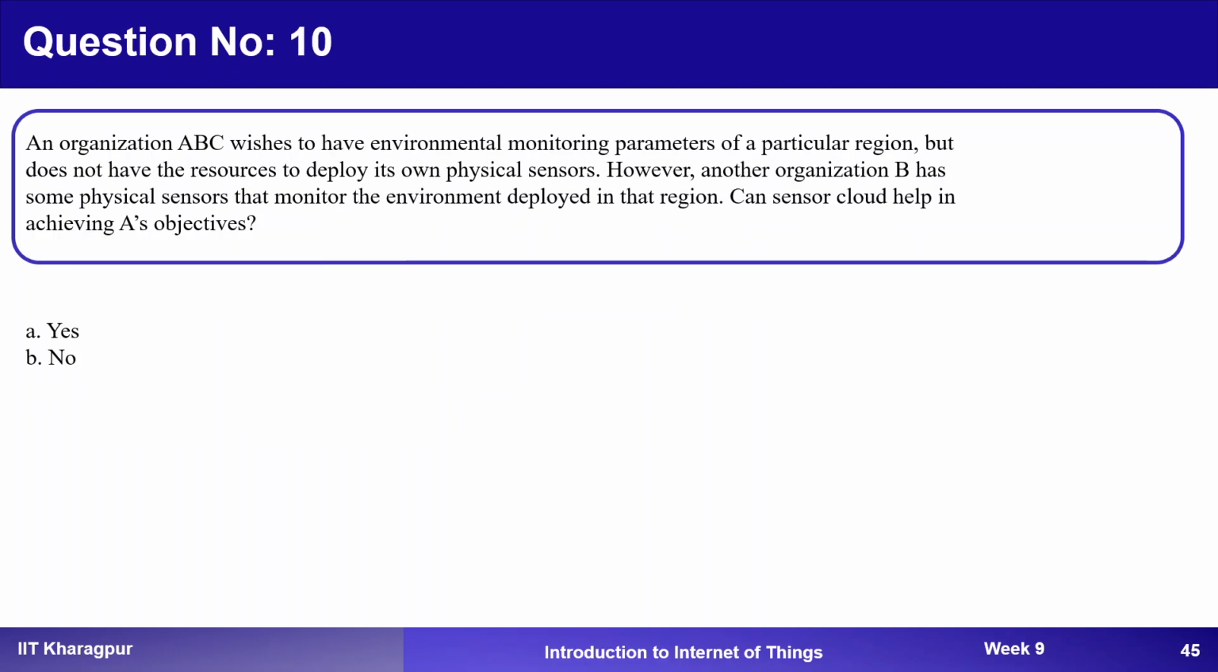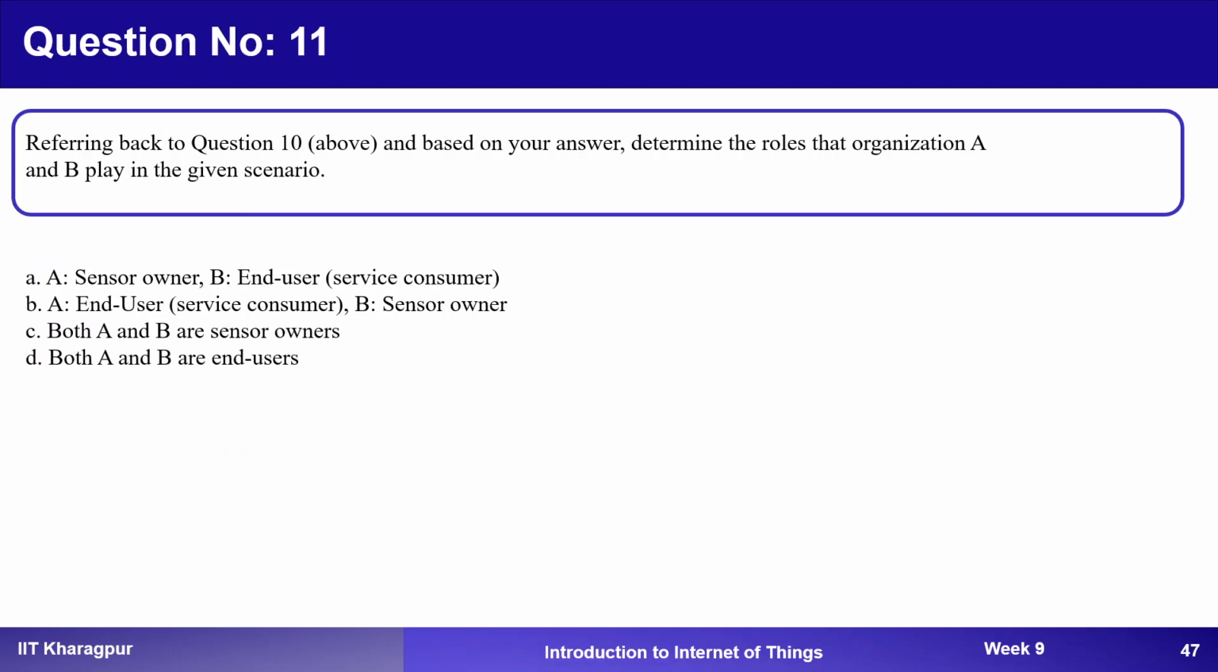Now question number 10. An organization ABC wishes to have environment monitoring parameters of a particular region, but does not have the resources to deploy its physical sensors. However, another organization B has some physical sensors that monitor the environment deployed in that region. Can sensor cloud help in achieving A's objectives? Options are yes or no. So the correct option for this is yes. With the help of sensor cloud, A can achieve its objectives.